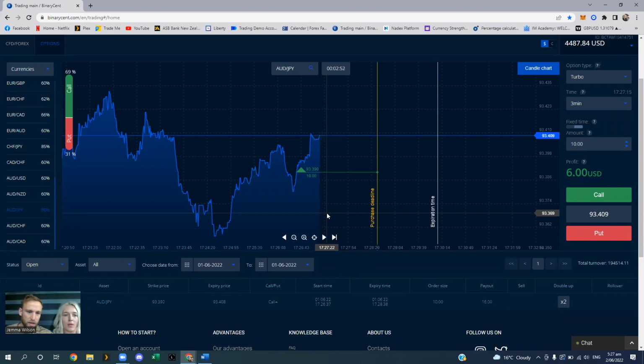Anybody in this trade, put a 1 in the chat if you're in the trade. Should have actually made that a 2 minute trade, but that's fine. For simplicity, we'll just stick to 3 minute trades today.